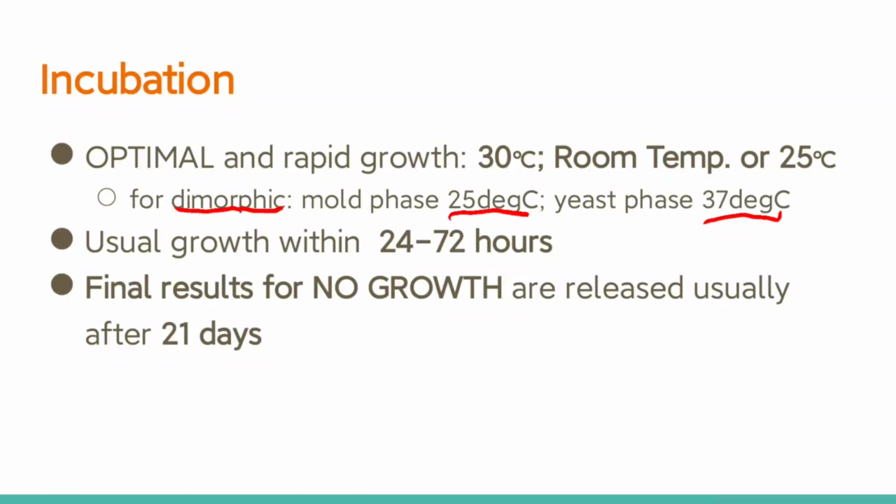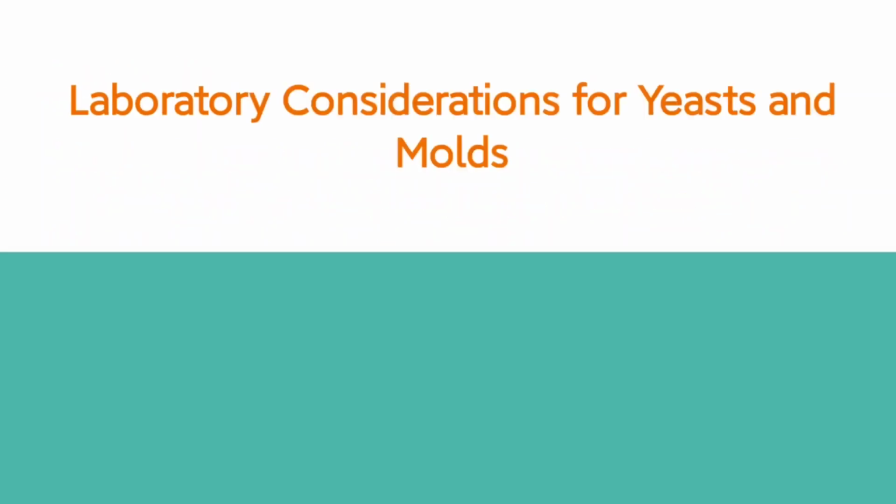And then according to the CLSI standards, the final result for no growth is usually released after 21 days. So after 3 weeks, if there is no growth on your primary isolation media, you can release it as no growth. Okay?